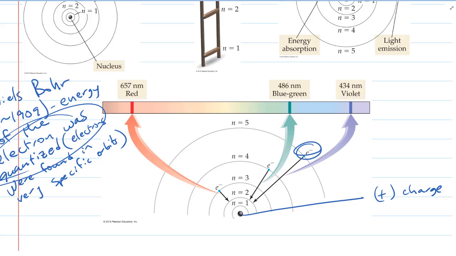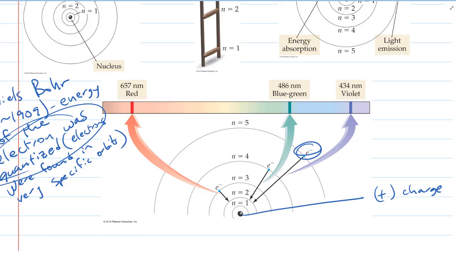And there are also jumps that occur, say, from the fourth down to the third, or the fifth to the fourth, the fifth to the third. But those jumps are going to be shorter jumps, and they're going to be out in this portion of the spectrum that we can't see as well. So there's a whole bunch of lines in there, but the only ones that you and I can see are the ones here in the visible portion of the spectrum.